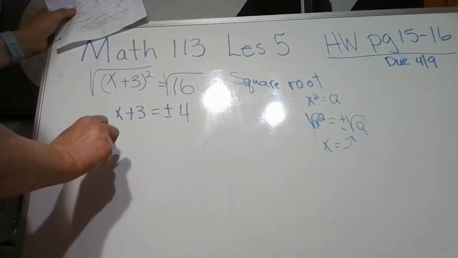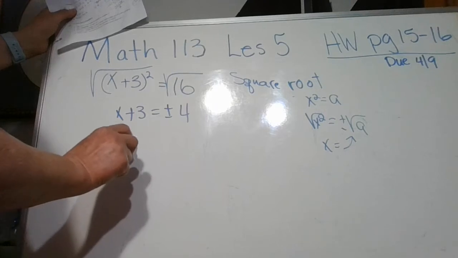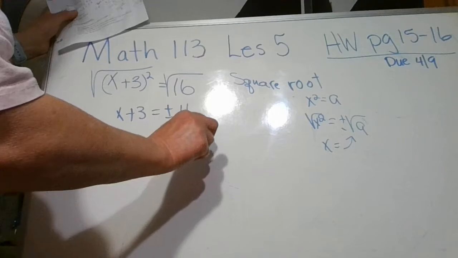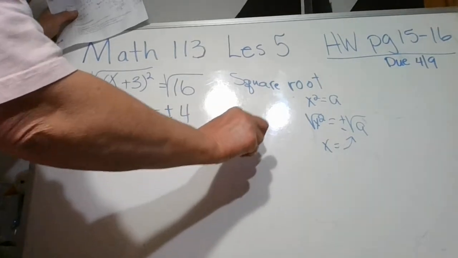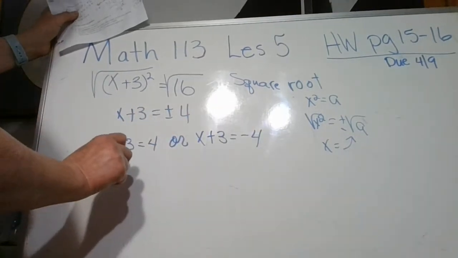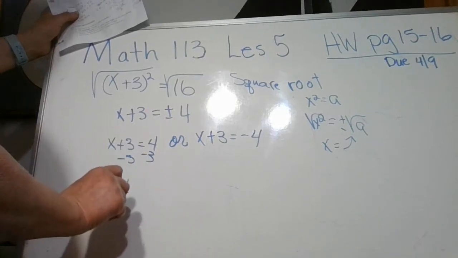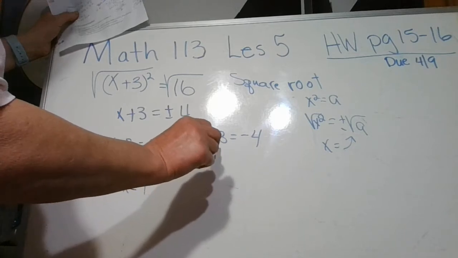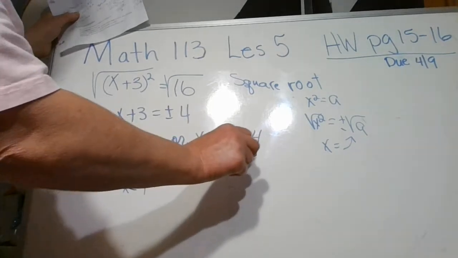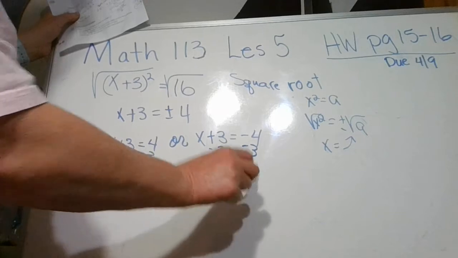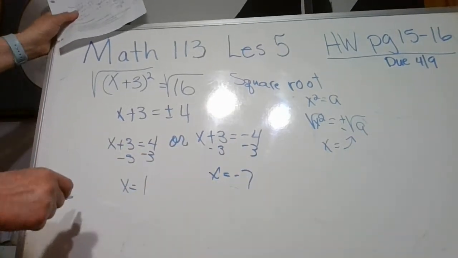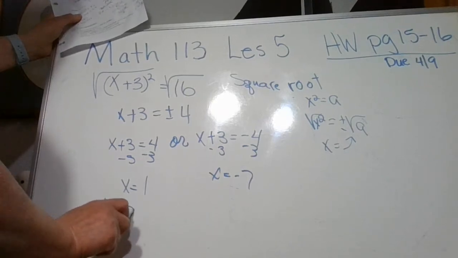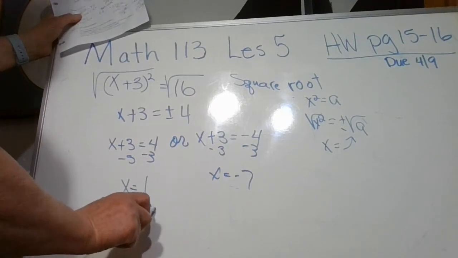So I have two answers. x plus 3 is equal to 4, or x plus 3 is equal to -4. If this is the case and I subtract 3 from both sides, x is going to be equal to 1. If this is the case and I subtract 3 from both sides, I'm going to get x is equal to -7. Once again, I need to see if they work, so I'll go back to the original, which is x plus 3 squared equals 16.